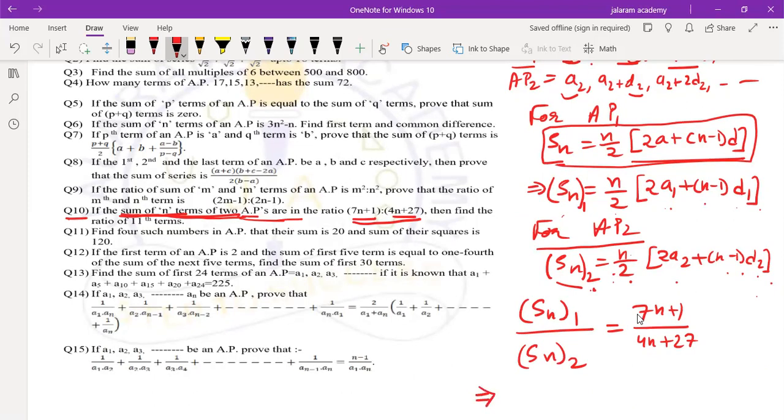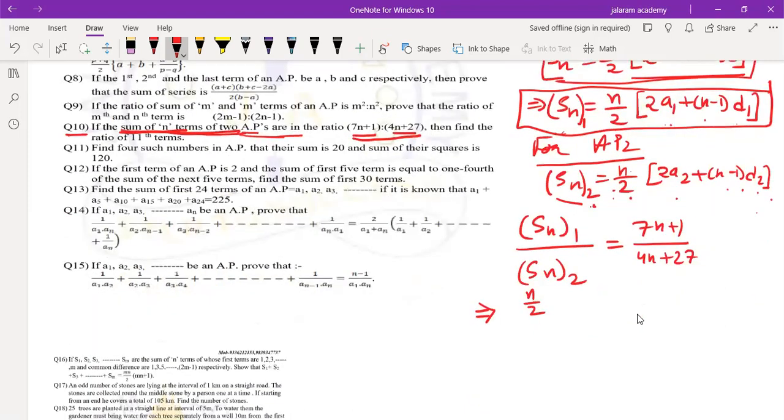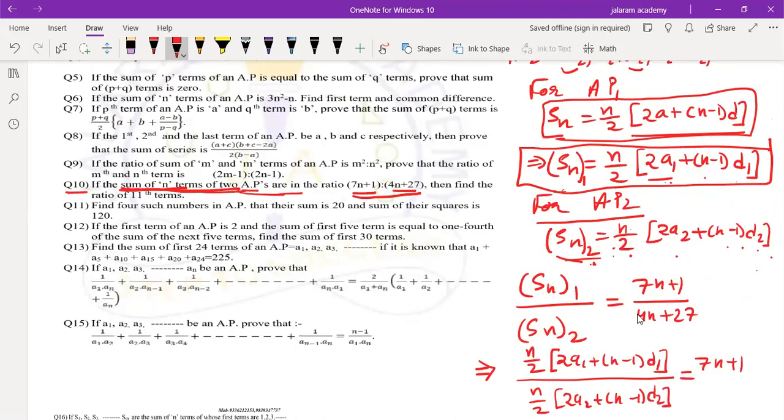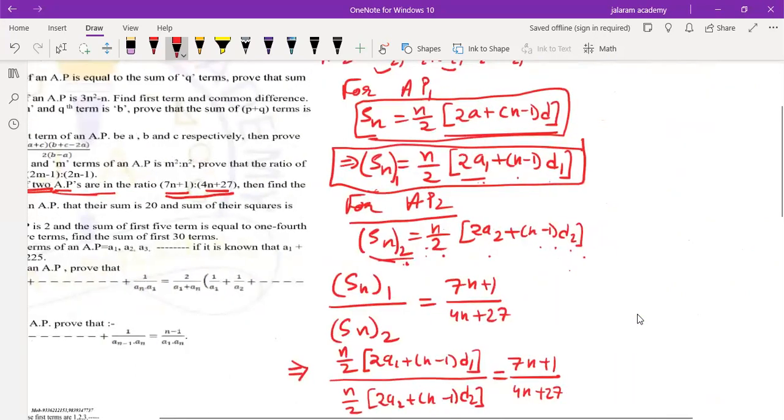Now we use this formula which we have already written. This prior information will be used. That is, we use n by 2 in place of Sn1, the thing which we have calculated earlier. N by 2 into 2a1 plus n minus 1 into d1 over the sum of n terms of the second AP, which is n by 2 into 2a2 plus n minus 1 into d2, equals 7n plus 1 over 4n plus 27.